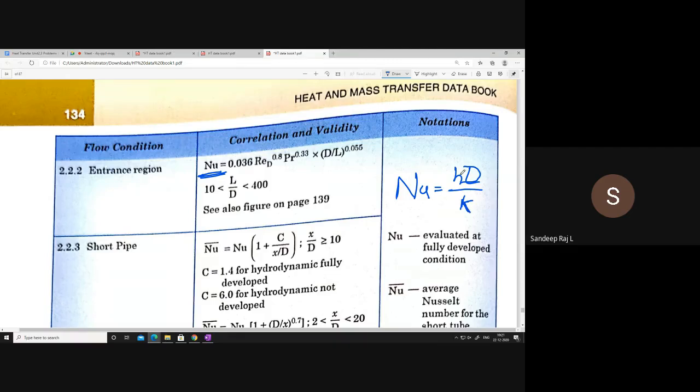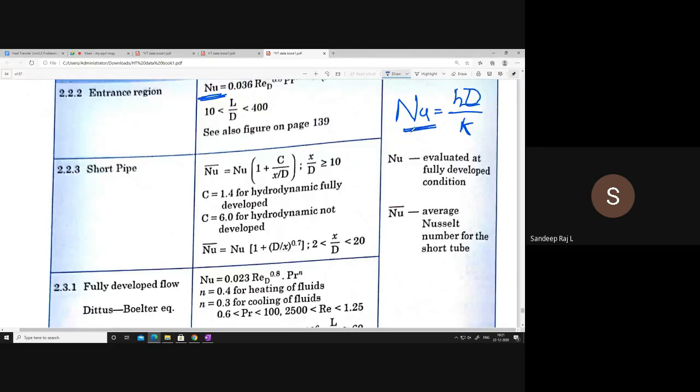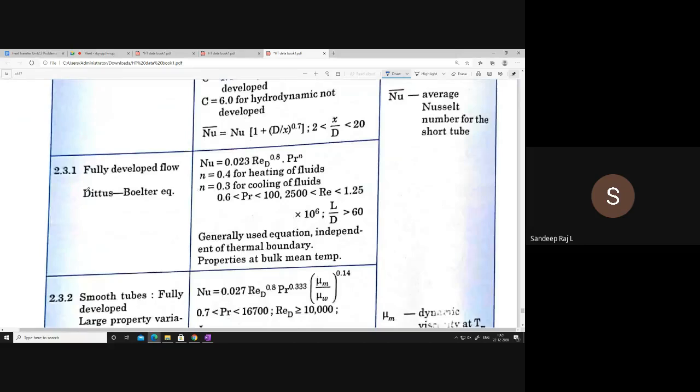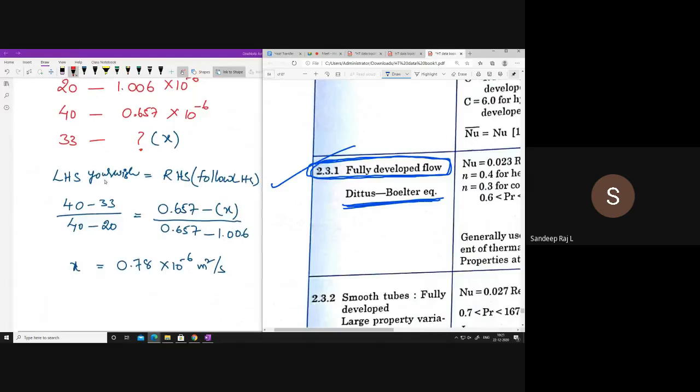Nusselt number is HD by K. Because it has H in it, the Nusselt number will help you find the H value. In general, you take case 2.3.1, the fully developed flow case. If nothing is mentioned clearly in the question, you consider it a fully developed flow case and make use of the Dittus-Boelter equation, and using this equation you solve the given question.